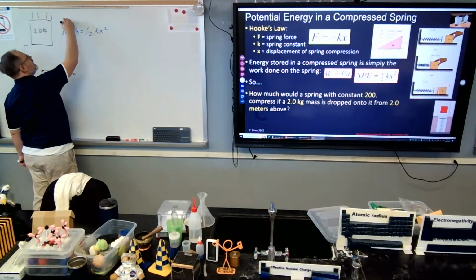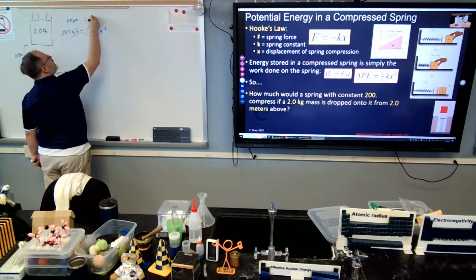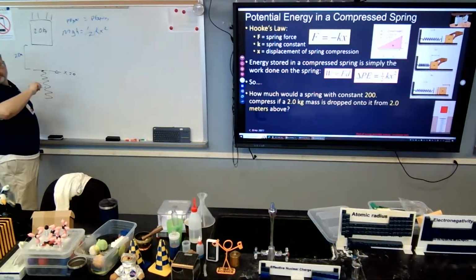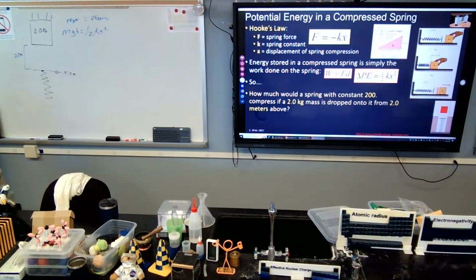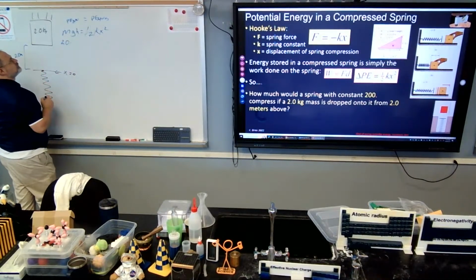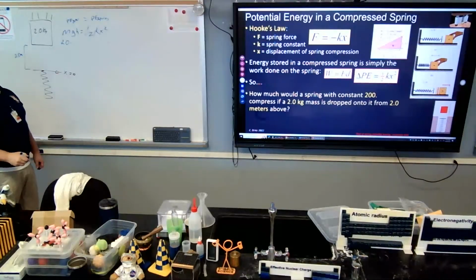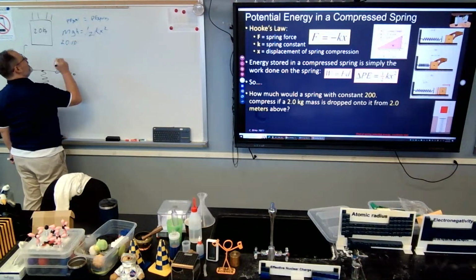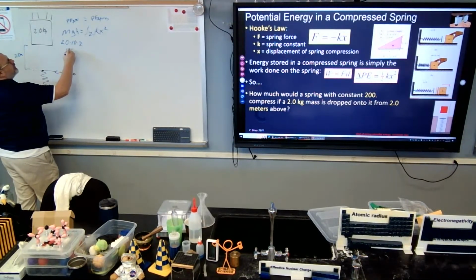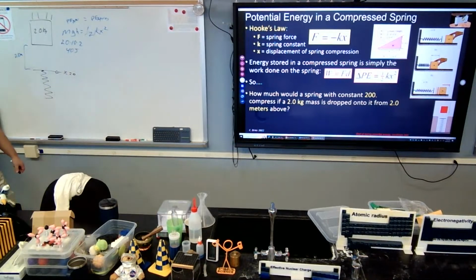So this is the PE grav of the block equals the PE spring. By the way, you can write elastic if you want, but I'm just going to write spring because it's easier to write. Mass of the block, 2.0. Can we just use 10? Yeah, I really like using that. g is 10, and everything is so easy. H is 2. So we have a total potential energy of 40 joules. For the whiteboard, we're going to use 10. And the calculator, we use 9.81.